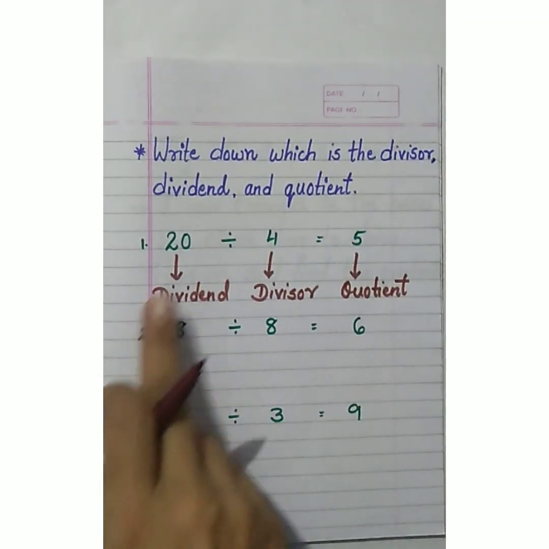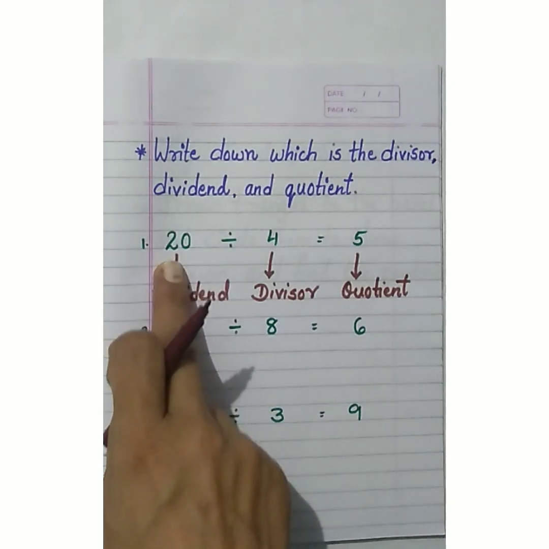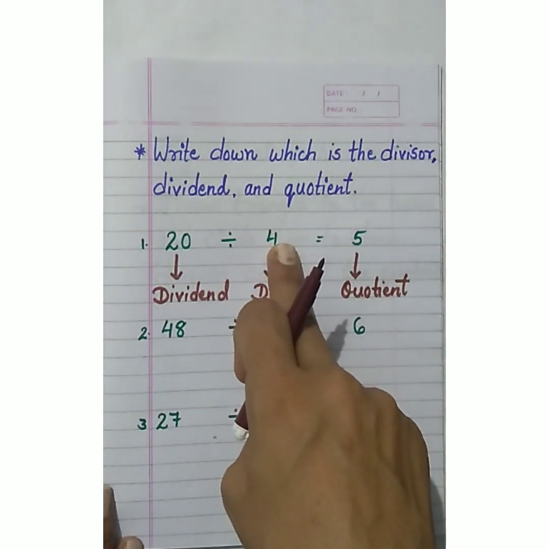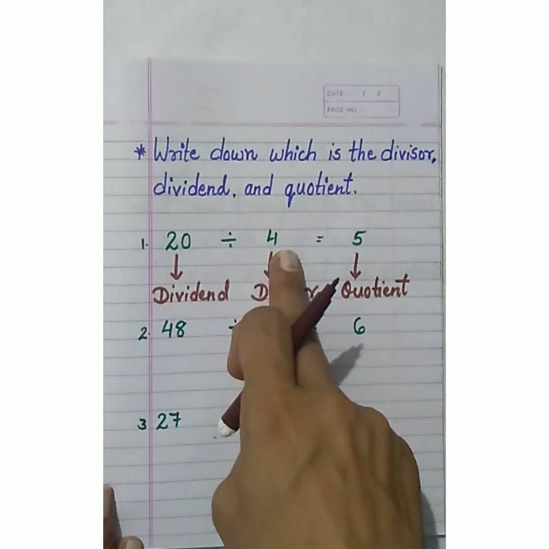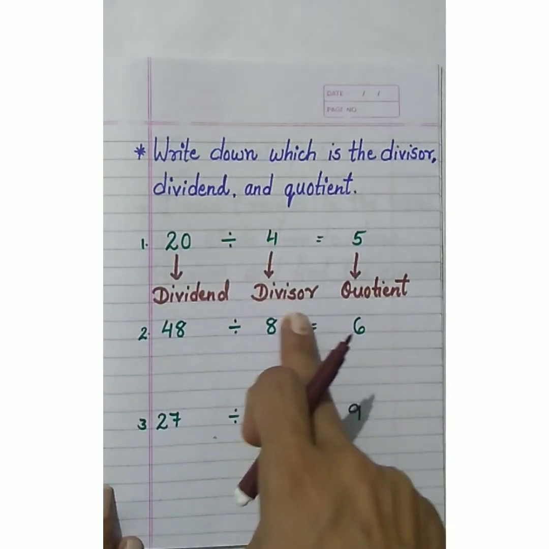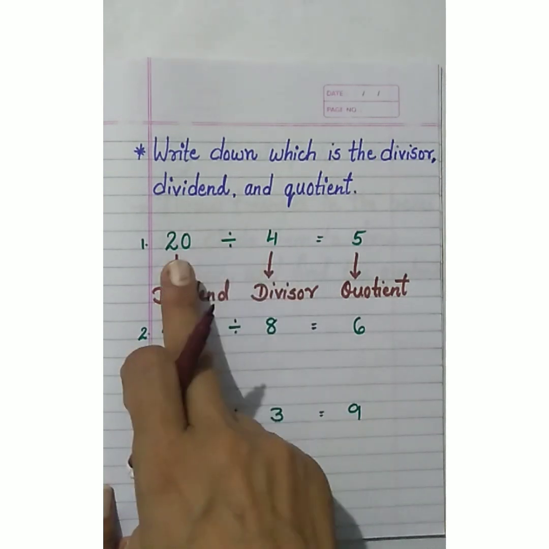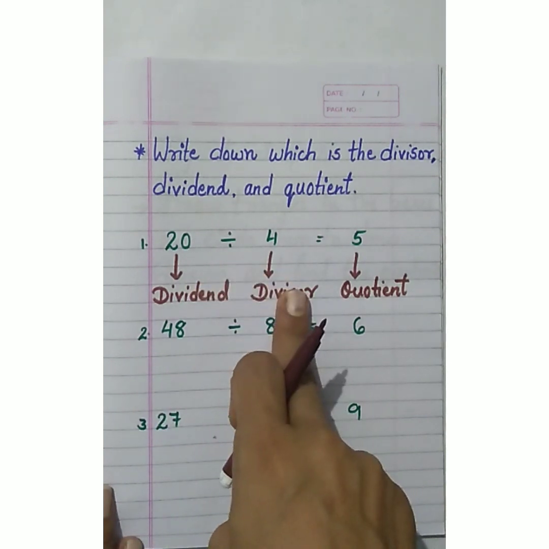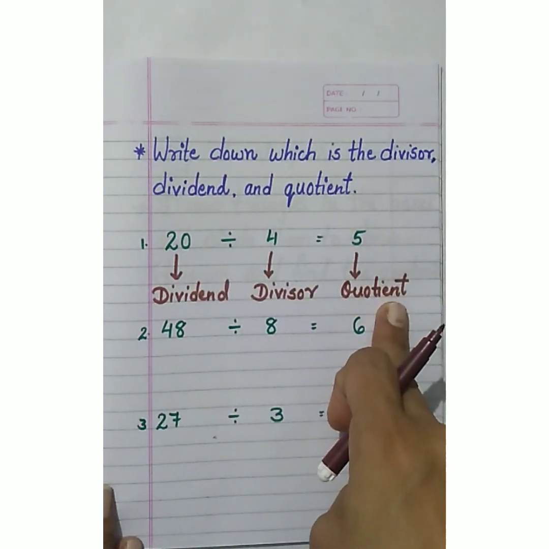The number which is to be divided is called the dividend. So here 20 is to be divided. So it is the dividend. The number by which we divide is called the divisor. So we divide 20 by 4. So 4 is our divisor, and the answer which we obtain by dividing this dividend by divisor is 5. So that is our quotient.